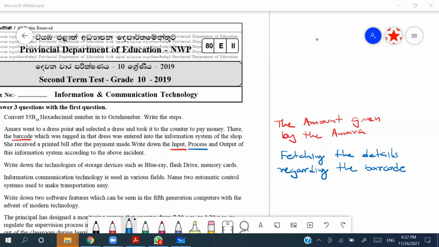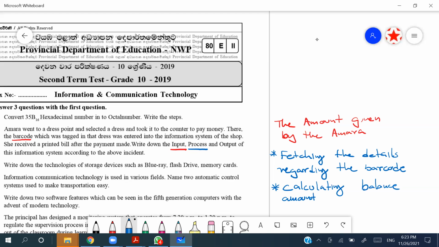So fetching the details regarding the barcode is one of the major processes. And there is another process as well. To create the bill, we need the amount received, and we have to process the balance. When we are receiving the bill, it shows us the total amount of the bill, how much we have given and what is the balance amount that we are receiving, right? So calculating the balance amount will be another process. Either of those can be taken as a correct answer.